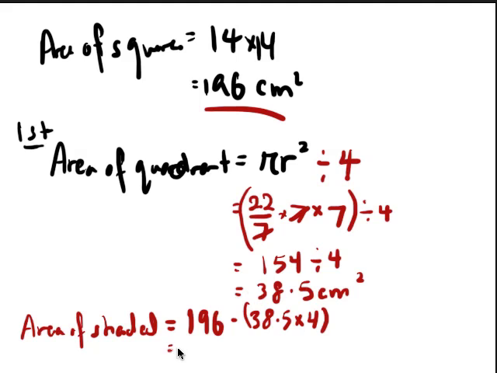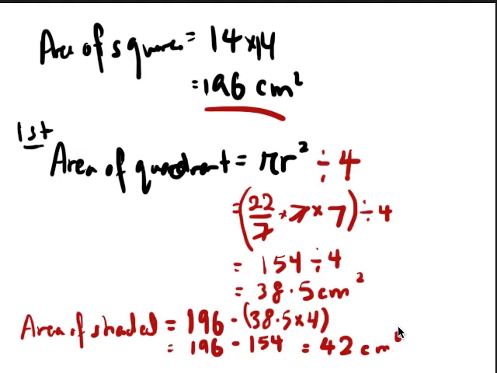And hence you get 196 minus 154, which gives you 42 cm squared. Correct? Let's just check. 196 minus 154 gives you, yes, correct, 42 cm squared. And that is the first method of doing it.